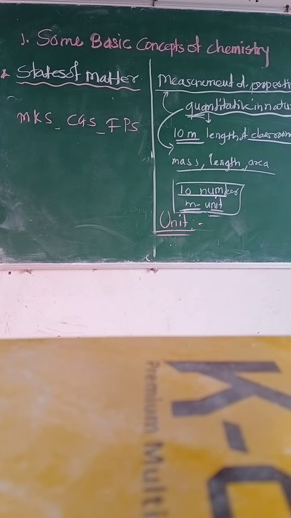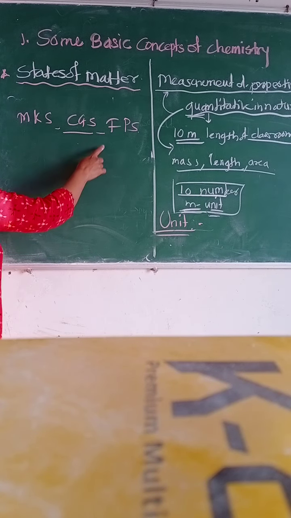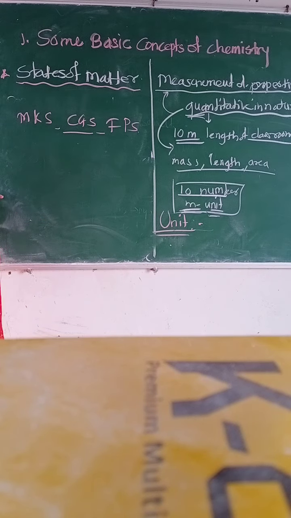MKS means meter, kilogram and time measured in the second. CGS is centimeter, gram and second. FPS is foot, pound and second. That is the meaning of MKS, CGS and FPS. This is the expression of the unit in several systems.